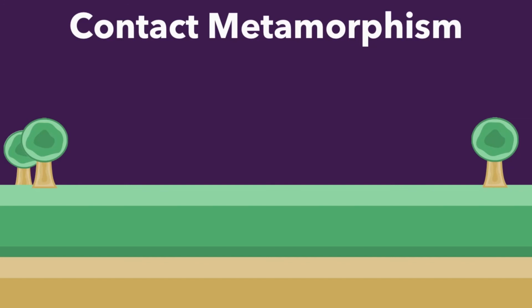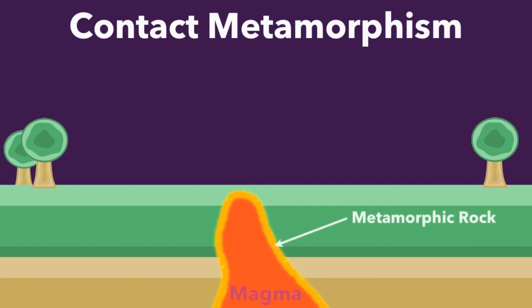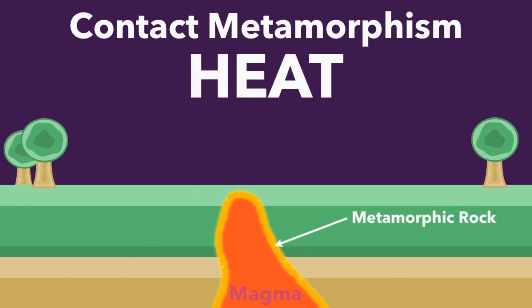So imagine that one day an intrusion of magma forces its way up through these layers of rock. Now, all of the existing rock are going to be burned by the heat of the magma. So all along the edge of this magma, shown here in orange, you're going to have rocks that have been burned by the heat of the magma. That burning causes them to change or metamorphosize into something new. So anywhere you see the orange, you're going to have some metamorphic rock. This is caused primarily by heat.